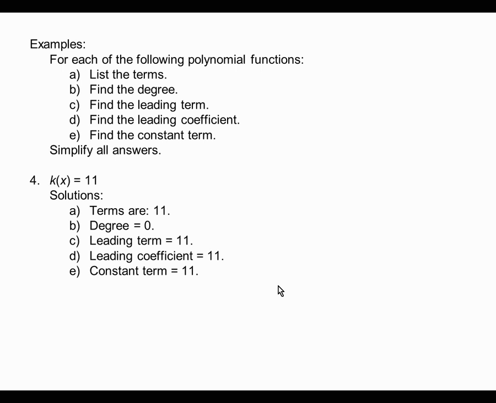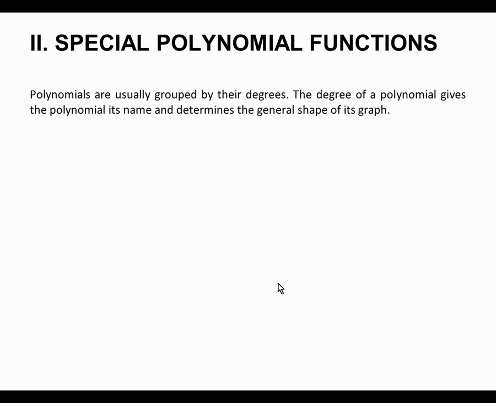A look at some special polynomial functions. Special in that they have their own special names. We've actually already used a few of these names in some of our regression models. Polynomials are usually grouped by their degrees. The degree, even though it's easy to find, tells us how much the polynomial wiggles if you graph it. So the degree of a polynomial function gives the polynomial its name and determines the general shape of its graph.